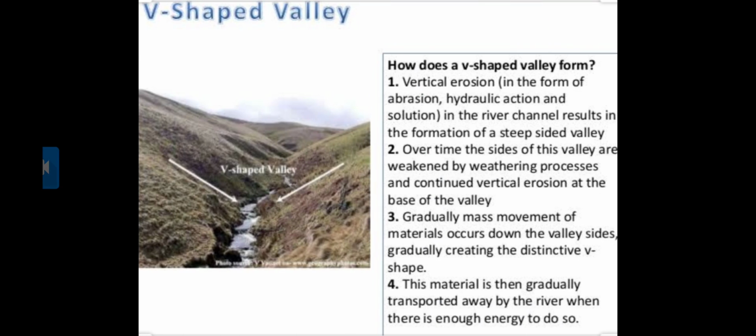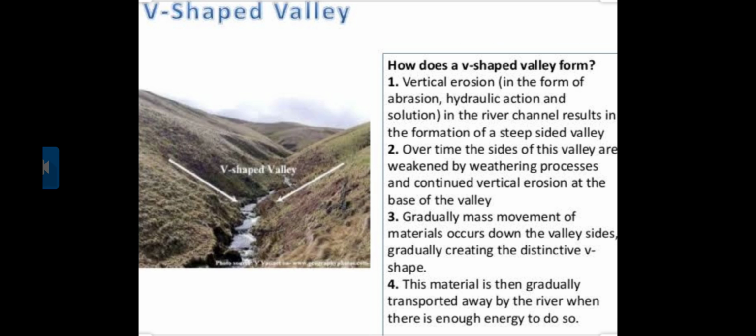V-shaped valley. How do they form? This is just some information regarding the V-shaped valley. Vertical erosion, which I spoke about last class, is in the form of abrasion, hydraulic action and solution. This we need to keep on repeating and understanding in every class so that it gets clear in your mind. What do we mean by attrition, abrasion, hydraulic action, vertical erosion, downward erosion, lateral erosion, whatever.